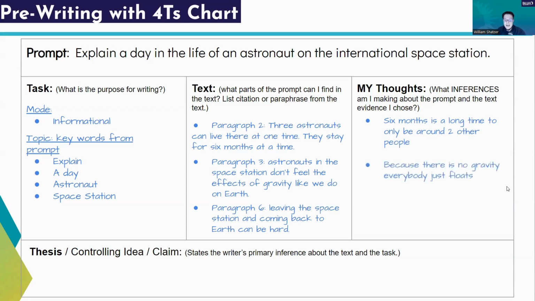Additionally, because there's no gravity, everybody just floats. That's an obvious commentary piece based on the text evidence that gravity does not affect astronauts on the space station like it does here on Earth. And then finally, going from space back to Earth is not easy. Plain and simple.